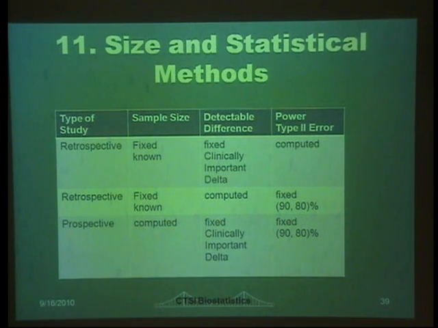Usually prospective studies work the other way around. We compute the sample size, we fix a difference, and we fix an error rate, and based on that there are some formulas that'll give us the sample size.